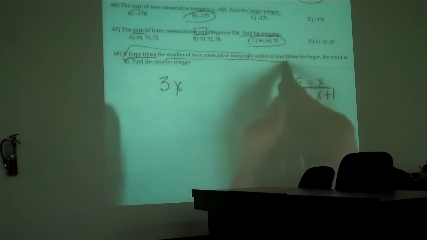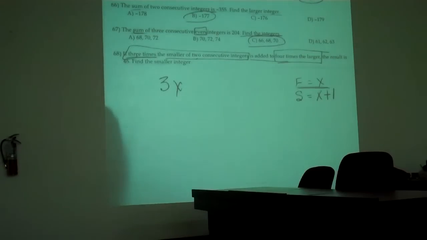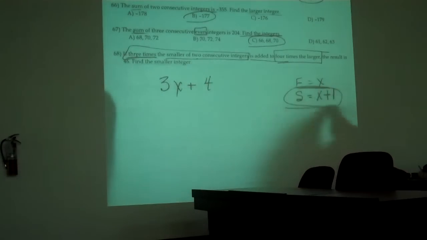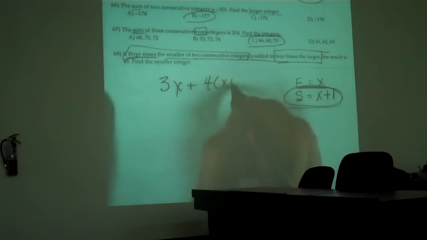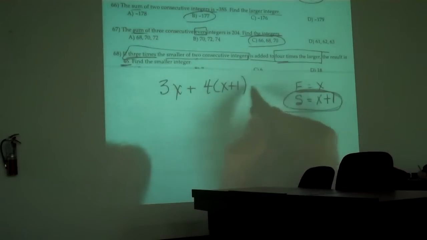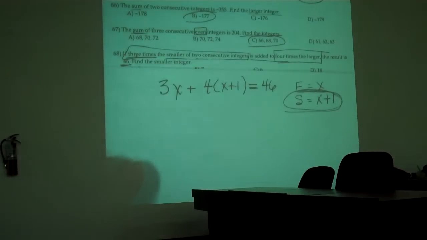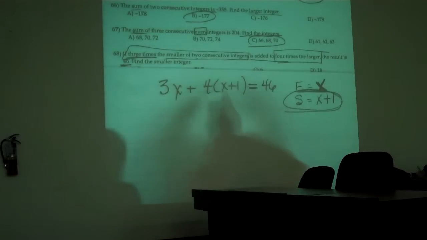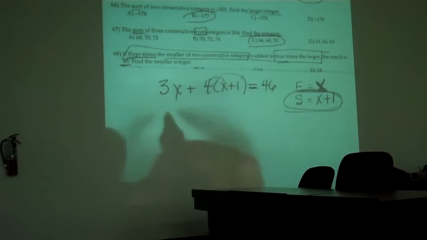And if this is added to 4 times the larger one, so if you add this to 4 times the larger one, the result is 46. So the result is equal to 46. So find the smaller one. The smaller one's just x, right? So all we gotta do is find x. Just one of them. We need to distribute the 4 through.